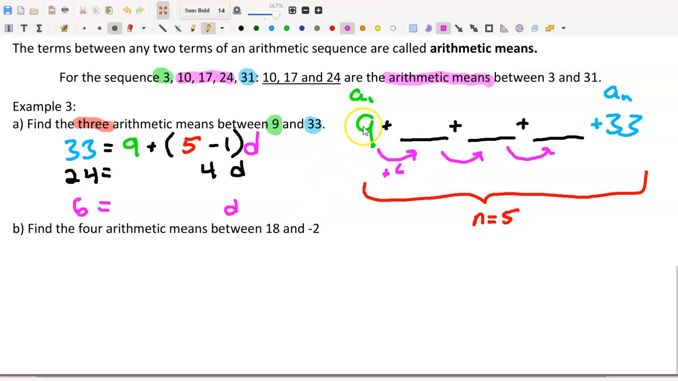So we got plus 6. 9 plus 6 gives us the first arithmetic mean. Add another 6, we'll get the second one. And add a third one, get 27. And also do the last one as well. Even though we have our answer now, this is going to be what the arithmetic means are.